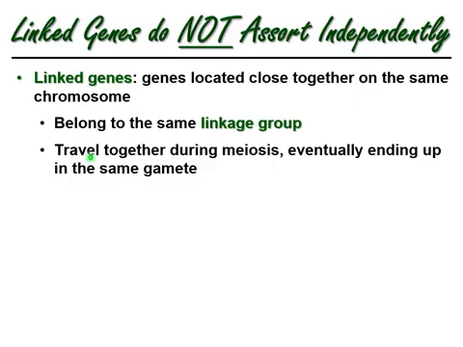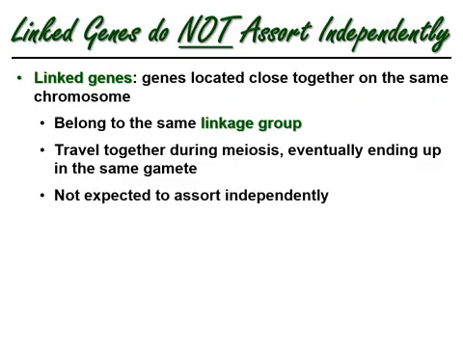And as I've said a few times out loud, here it is in a bullet point. They travel together. So 2 alleles of 2 different genes, one allele per gene. If they're close together on the same chromosome, they travel together during meiosis, eventually ending up in the same gamete, because they're on a chunk of a chromosome that is going to end up in that particular gamete. Now, this is not expected to assort independently, because they're so close together. It's highly unlikely that a random crossover event is going to occur between them, and so they're not going to get separated from one another. They're going to travel together.